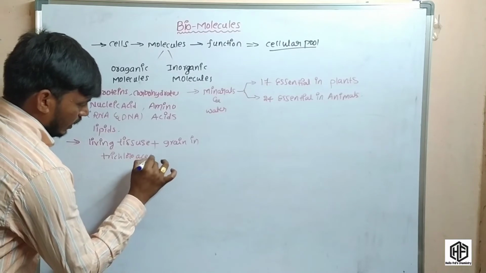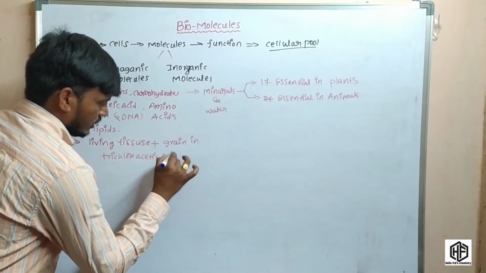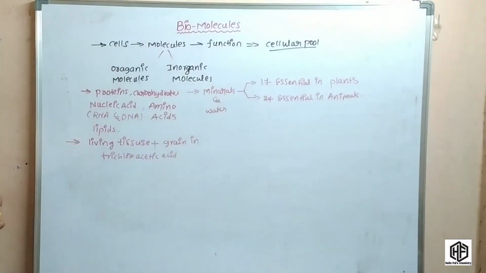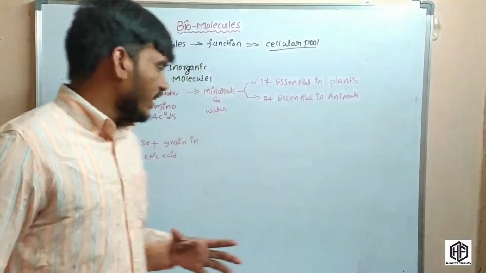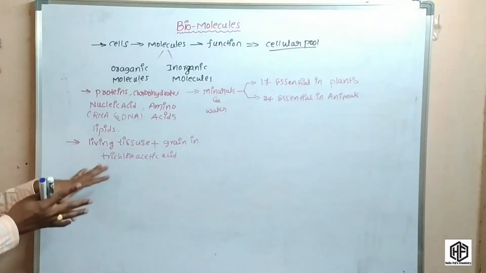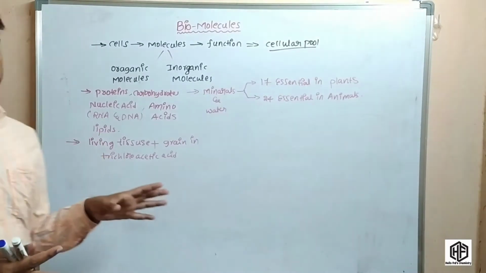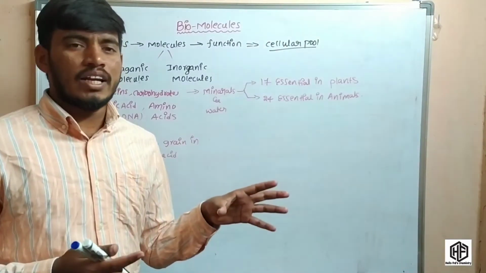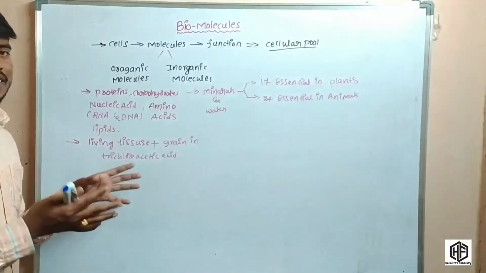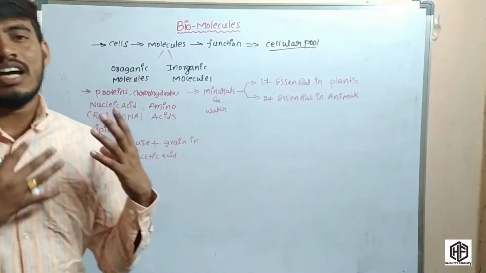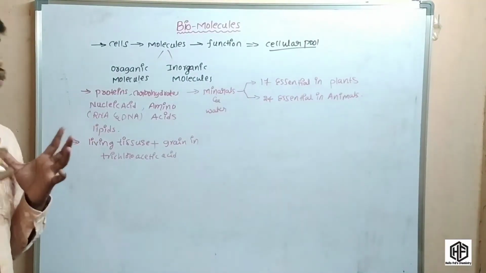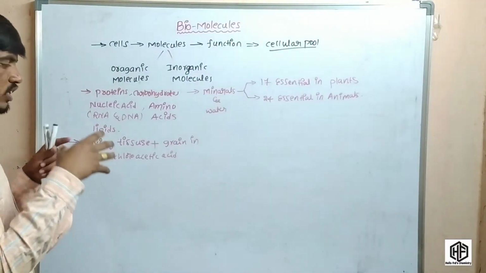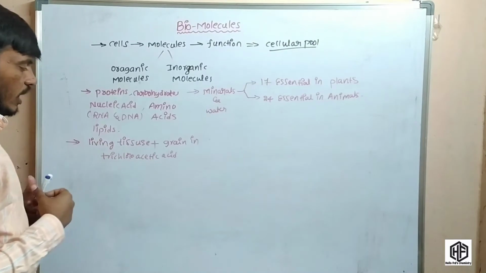trichloroacetic acid, what happens exactly? In this experiment, the organic molecules like proteins, carbohydrates, nucleic acids, amino acids and lipids are again classified into macro and micro biomolecules, when the living tissue is ground in trichloroacetic acid.